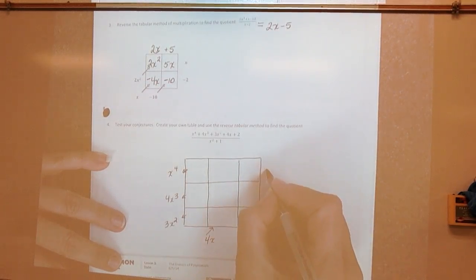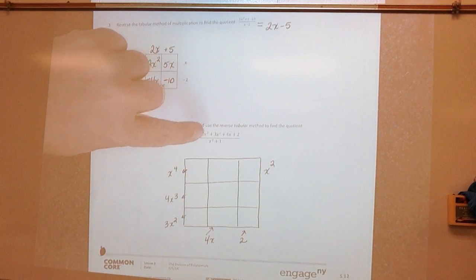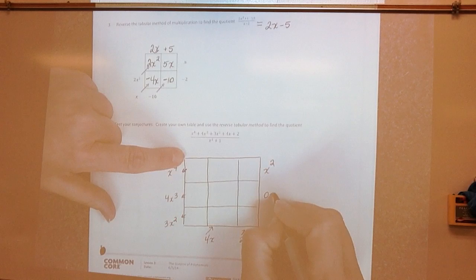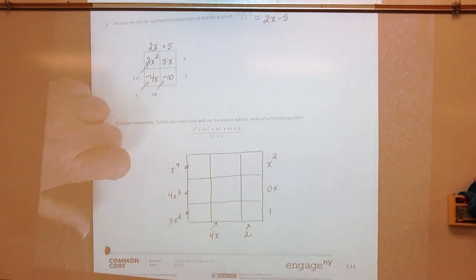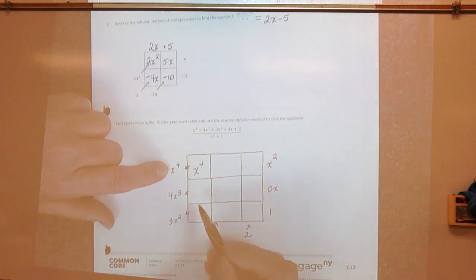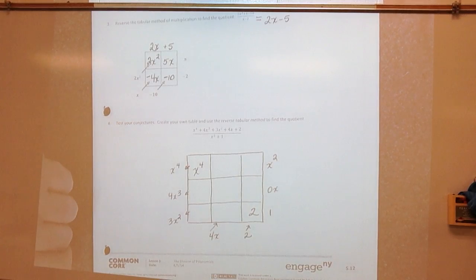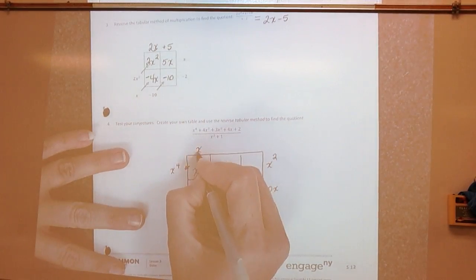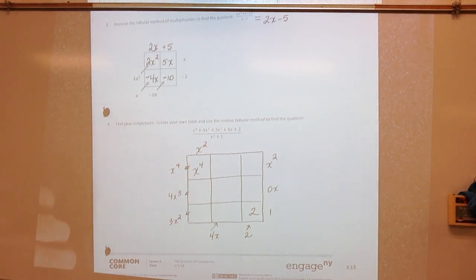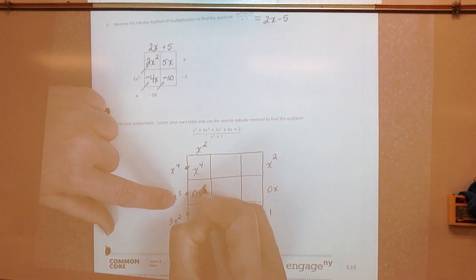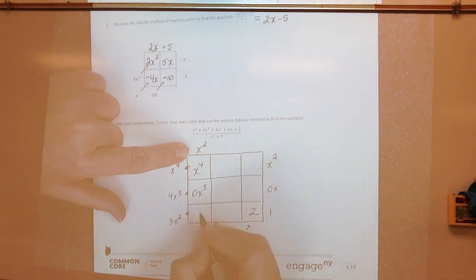Alright, so I've got x squared, I'm dividing by x squared plus 1. The thing about it is, remember I told you I've got to have that 0x. Alright, so let's fill in what we know. We know this is going to be x to the 4th. And we know this is going to be 2. So I can start x to the 4th divided by x squared is x squared. X squared times 0x gives me 0x cubed. X squared times 1 is x squared.